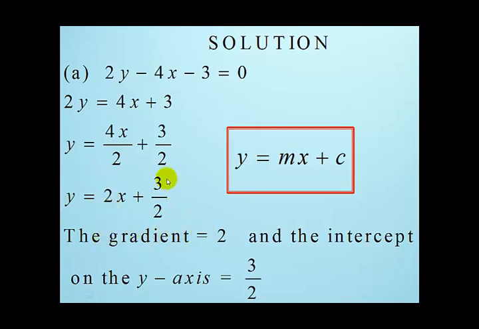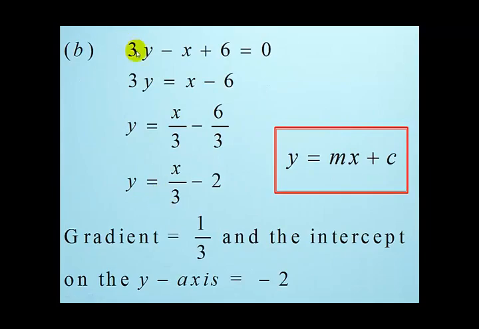And the constant is 3 divided by 2. Since the constant is the intercept on the y-axis, it means that the intercept on the y-axis is equal to 3 over 2. Take note, the coefficient of the x after making y the subject is our gradient. So our gradient is 2, and the intercept on the y-axis is 3 over 2.